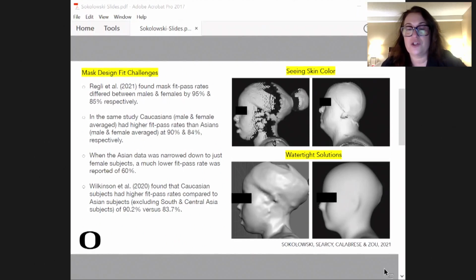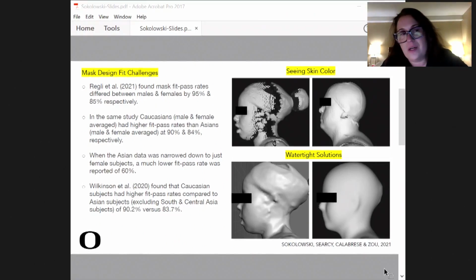And other researchers like Wilkinson et al. in 2020 found similar findings that Caucasian subjects had higher fit pass rates compared to Asian subjects, excluding South and Central Asian subjects, of 90% versus 83%.